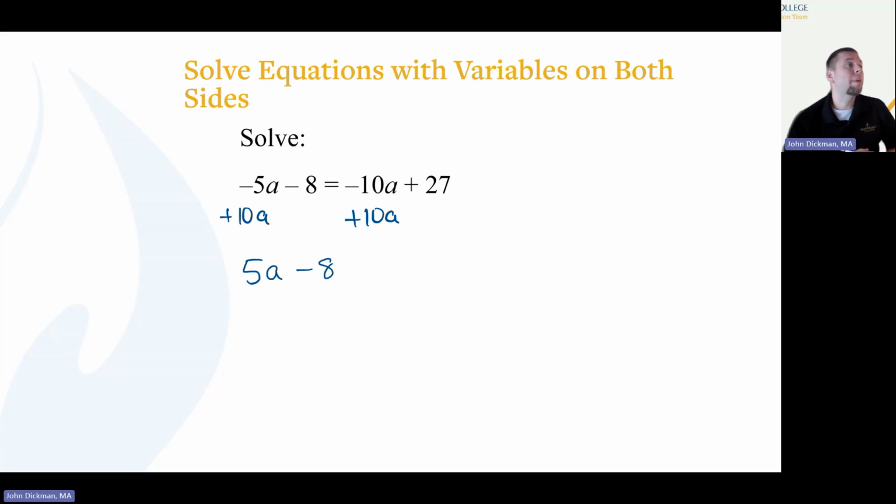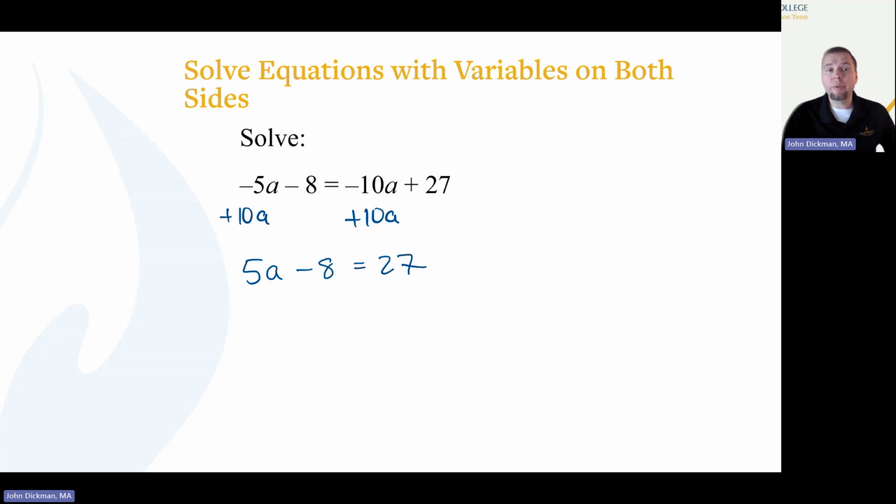So what we have is a positive 5a minus 8 equals 27. And now we're back in the same boat we were in before. In the last problem, we had something that looked very similar. We had 4x minus 50 equals -34. This is 5a minus 8 equals positive 27.